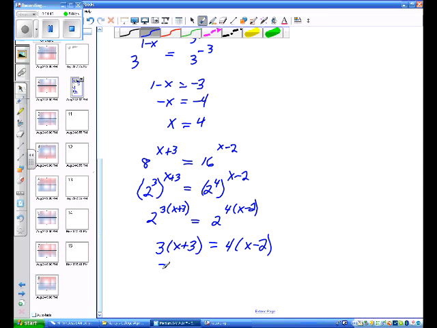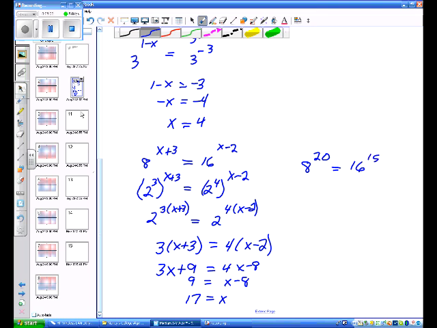Well, we would distribute. So 3x plus 9 is equal to 4x minus 8. Subtracting 3x from both sides, we get 9 equals x minus 8, and then adding 8 to both sides, x equals 17. Okay, so if we went back and checked it again, we've got 17 plus 3, that would be 8 to the 20th, is equal to 16 to the 17 minus 2, 15.